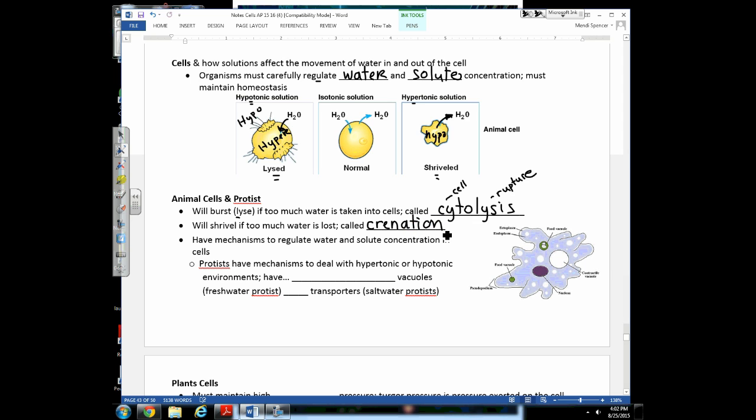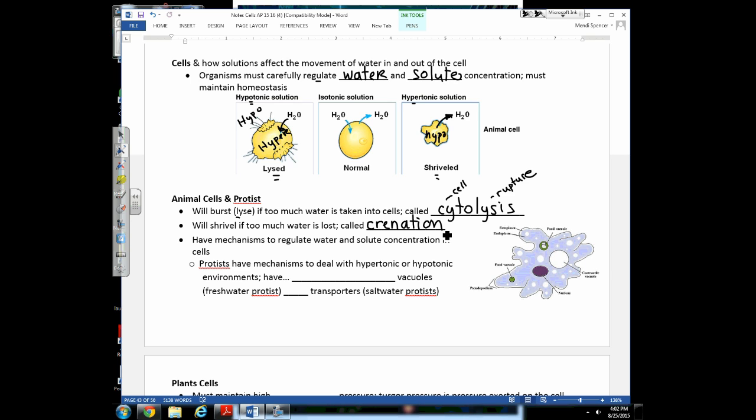And to help you remember this term, I like to think of cremation. And someday if you're cremated, you're going to get a lot smaller than what you are right now. So think of crenation as when cells shrink. Cremation is going to make us shrink someday.